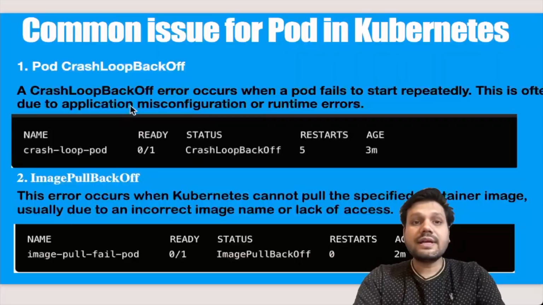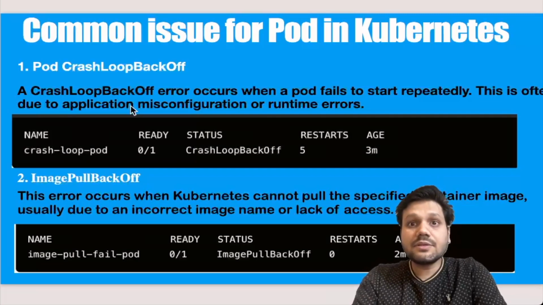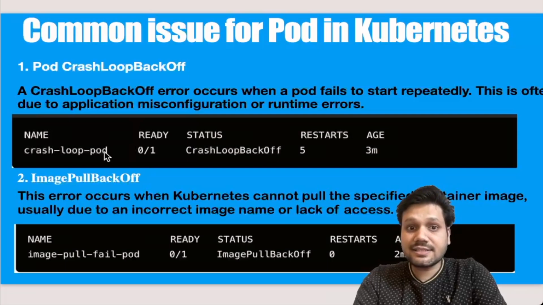Now let's proceed and discuss each of them in detail, and we will do a hands-on lab as well for debugging purposes. As we can see here, the first is CrashLoopBackOff. So what does it mean? I have already attached a snap as well.